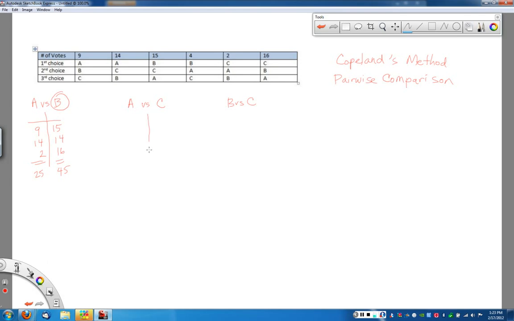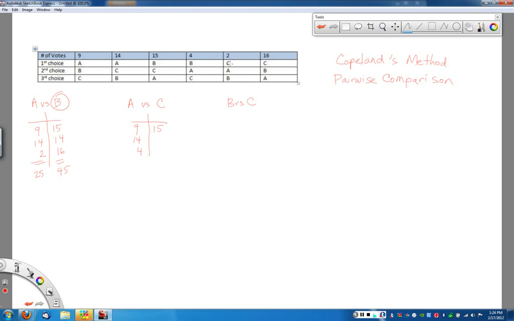Then we're going to do every single one here, so we're going to look at the next set, and we're going to do A versus C. Again, just look at each column and see which of the two candidates wins the battle. They get the number of votes in their column. A is ranked higher than C, so A gets the 9. In the next column, A is higher than C, so A gets those 14. In the next column, C is above A, so the 15 votes for that column go to C. When I come to the 4, I'm looking at A versus C again. A is ranked higher, so A gets the 4 points.